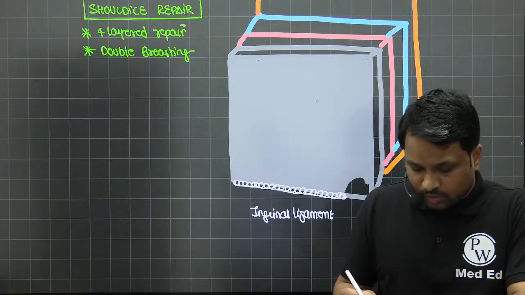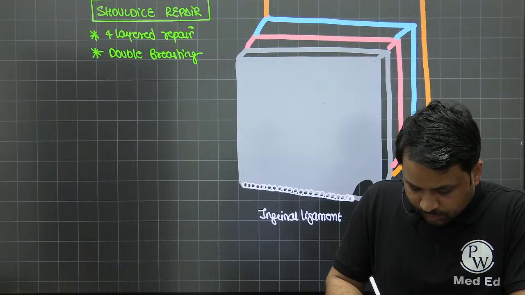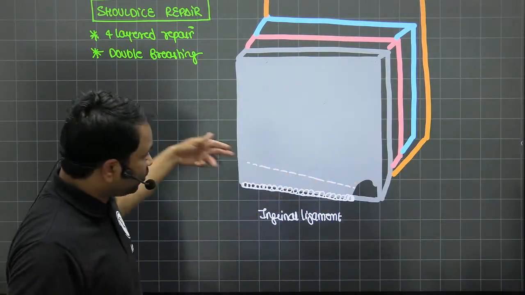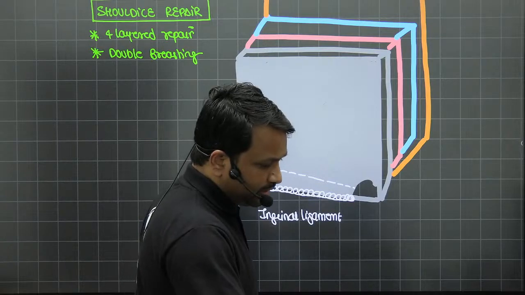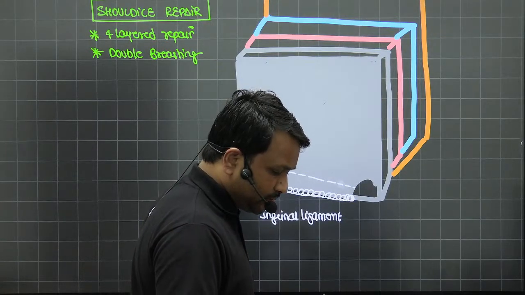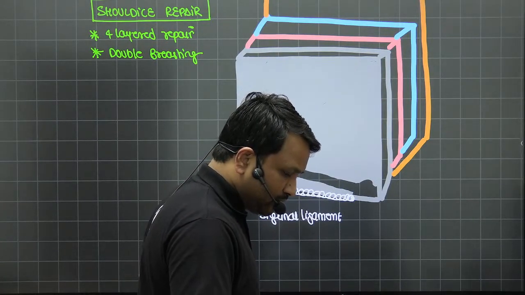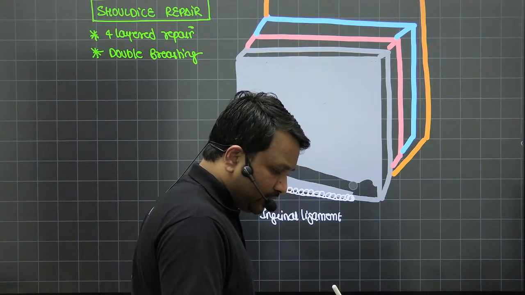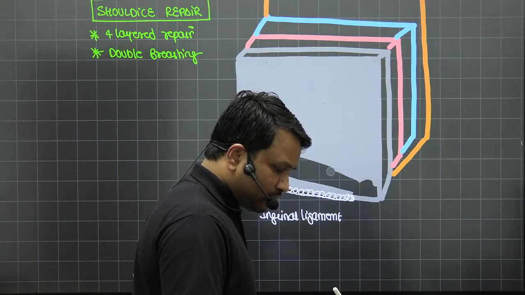So what I'm going to do is, I'm going to make an incision. I'm going to open up this entire inguinal canal. Now, the minute I open the inguinal canal, this is how it is going to be opened. Now, the minute I open the inguinal canal, this is your external oblique aponeurosis, right?